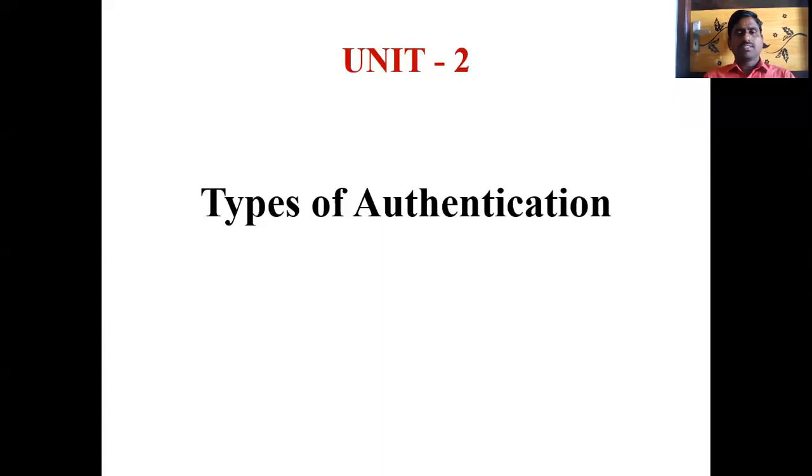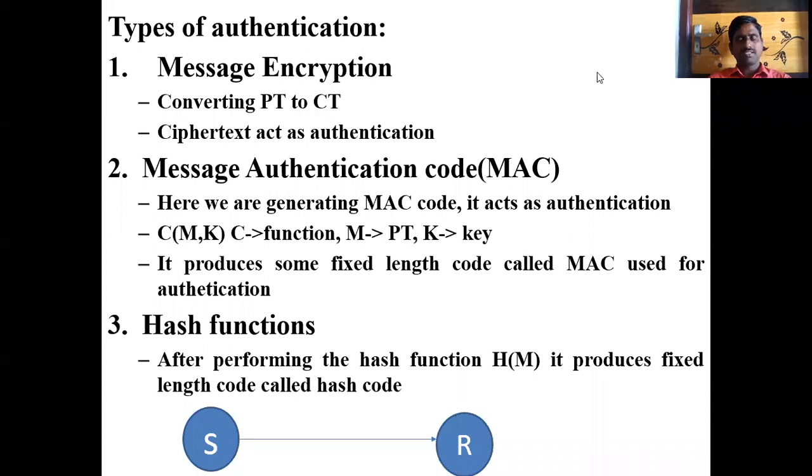So what is authentication? Authentication is identifying the user's identity. We have to identify whether the system or a person is an authorized person or not. If he or she is authorized, then only we will allow access to the data. So authentication is identifying the user's identity so that we can differentiate authorized persons from unauthorized persons.